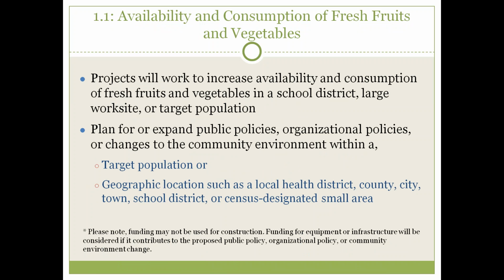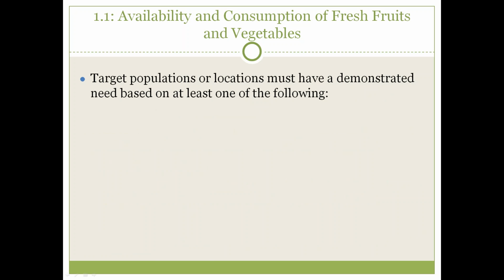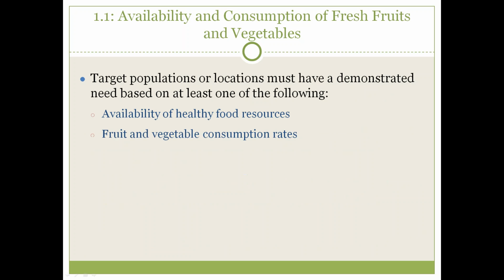So these should plan for or expand public policies, organizational policies, or changes to the community environment within a target population, so a population that you deem has a need in this area, or a geographic location such as a local health district, county, city, town, school district, or census-designated small area. Target populations or locations must have a demonstrated need based on at least one of the following: availability of healthy food resources, fruit and vegetable consumption rates, low socioeconomic status.